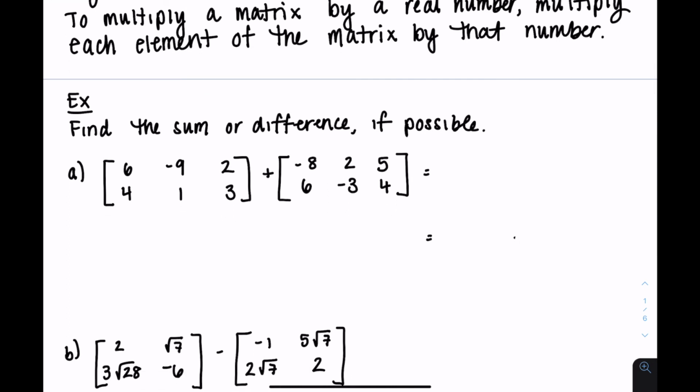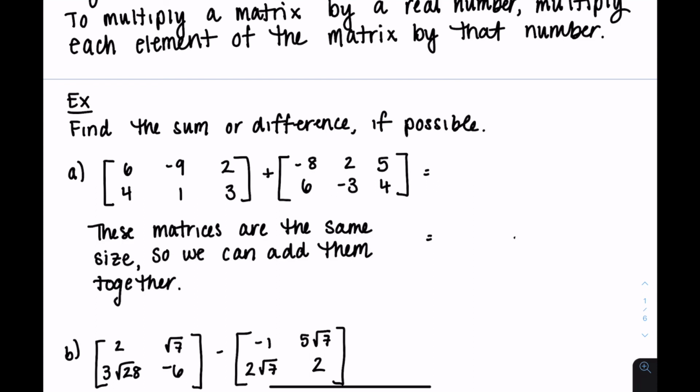So I want to add these two matrices together. This first one is a 2 by 3 matrix. The second one is also a 2 by 3 matrix. They're the same size, so we can go ahead and add them. So I'm going to get a matrix of exactly the same size. So for my first row, first column, I'm going to add these like components together. So I'll get 6 plus -8 in this position. So we'll actually do that algebra each time. So I'm going to get -2 in that first row, first column.